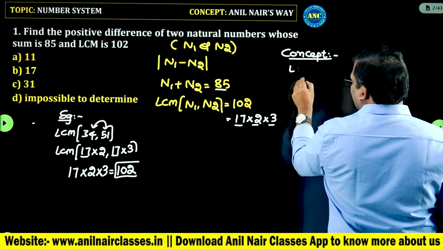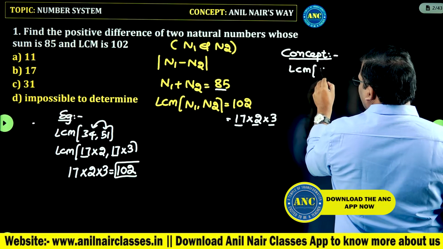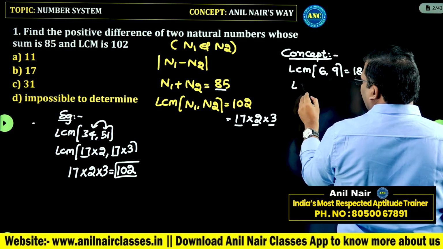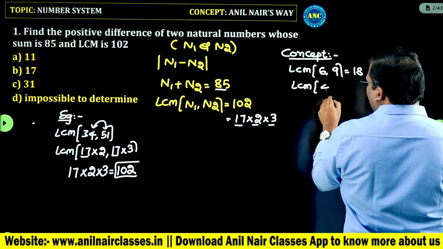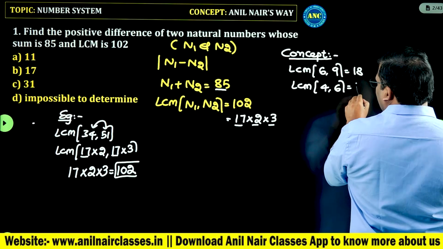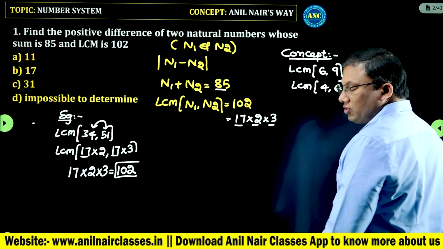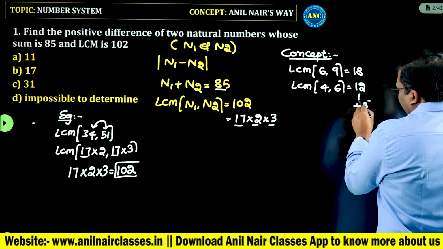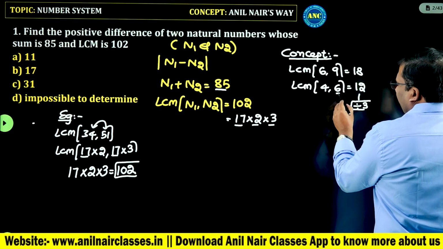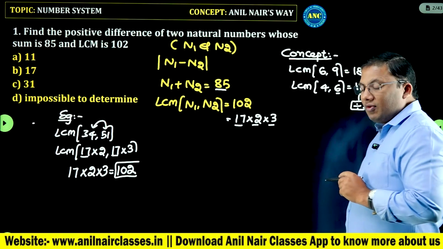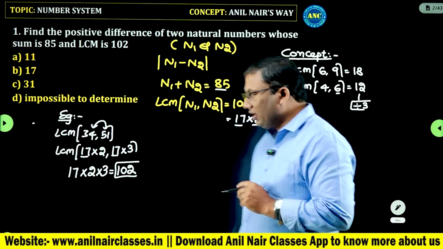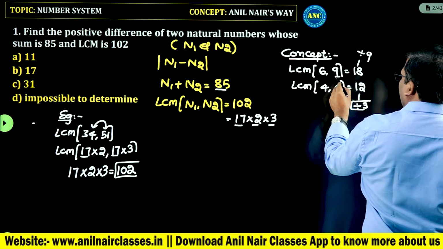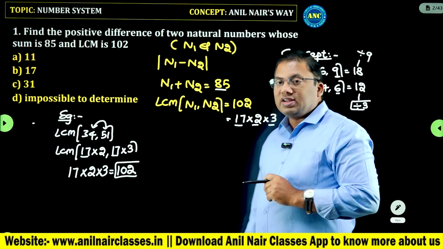Suppose you see here, LCM of 6 and 9 is 18. LCM of 4 comma 6 is 12. The answer 12 is divisible by 3. It is present in at least one number in the input which is divisible by 3. For 18, the answer is divisible by 9. That means at least one number is divisible by 9.